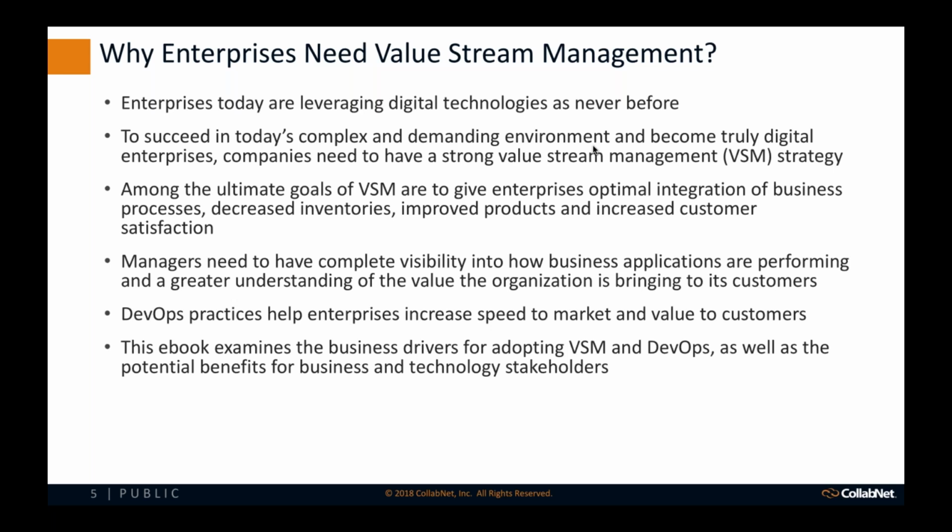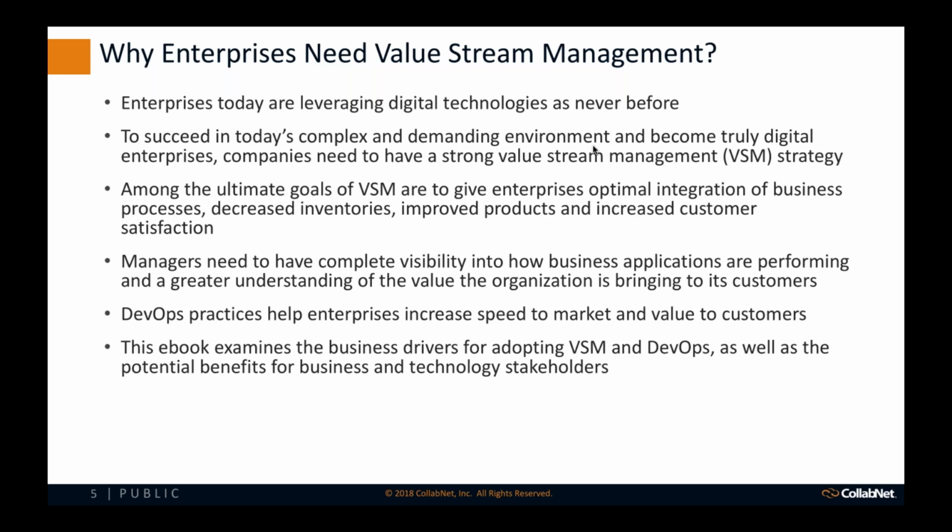And what's key here is having that visibility and understanding the value that I'm creating that's aligning to my strategic and my portfolio level. How is that being delivered downstream, right? So having complete visibility of my business applications, and not only that, but getting feedback from that end user, from that customer, and incorporating that back into my cycle is very key and very important. And this is where the speed to market and the value to customers come into play.